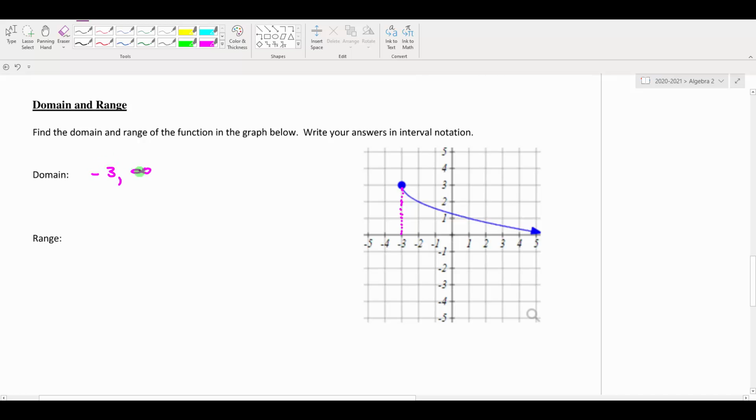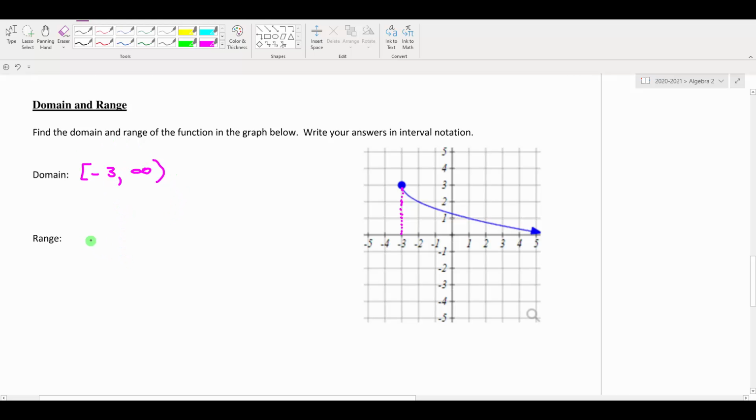Okay? And then I got to think about my brackets. Can I actually get to negative 3? And since that's a filled in dot, we can. So I'm going to put a square bracket on the negative 3, meaning that the negative 3 is included. And we know that we'll never get to infinity, so that's going to get a curved parentheses. Okay, so that's my domain.